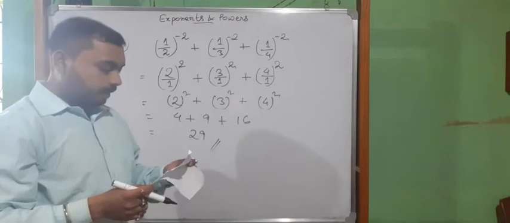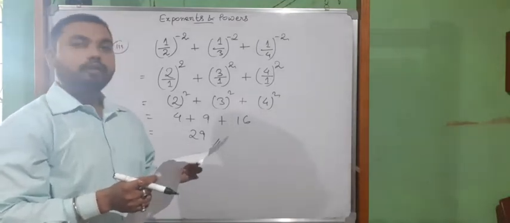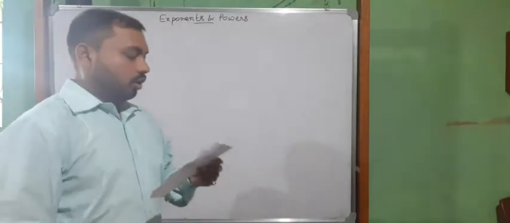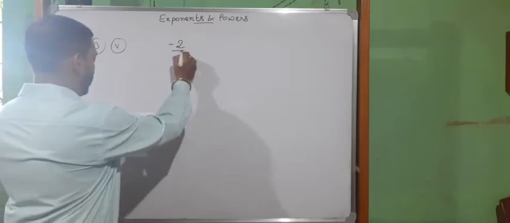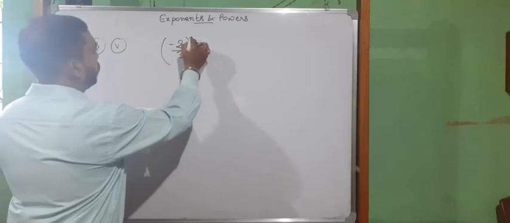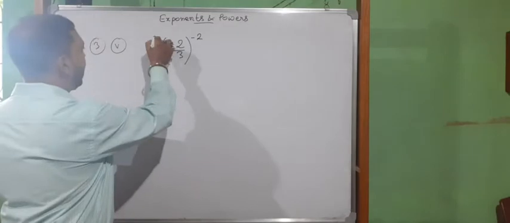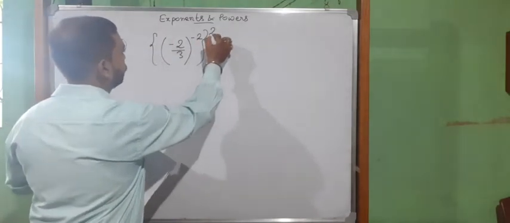So now let me move to question number 3.5. So question number 3.5 is minus 2 by 3 raised to the power minus 2. Again there is one more power, that is 2. Okay.